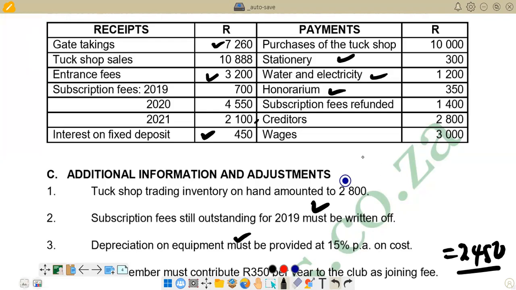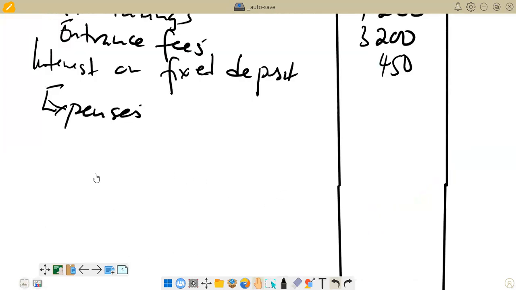So what are we going to do? We are going to do 0.15 times the figure for equipment. It's on cost, so it's straight line. So we are just going to calculate with the cost that we are given in the question at the beginning, which is our opening balance for equipment. So at the moment we can fill in all the other expenses there: stationery, water, electricity, honorarium, and then this one that was written off, subscription fees written off. So we can go there and just list them.